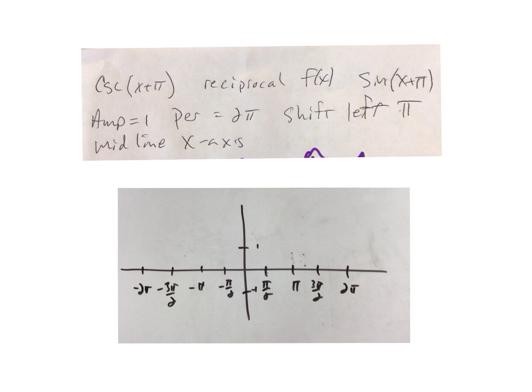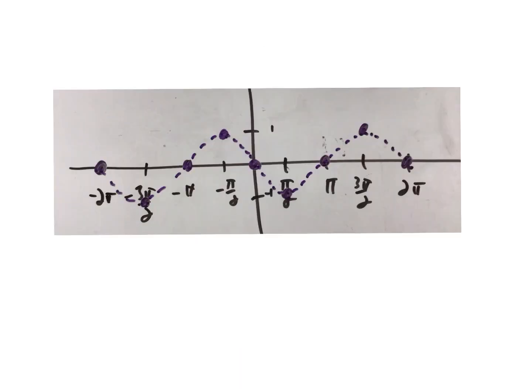So I'll draw my xy axis, and I'll label out one period this way and one period this way, and of course positive 1, negative 1. And then I'll sketch in the critical points.